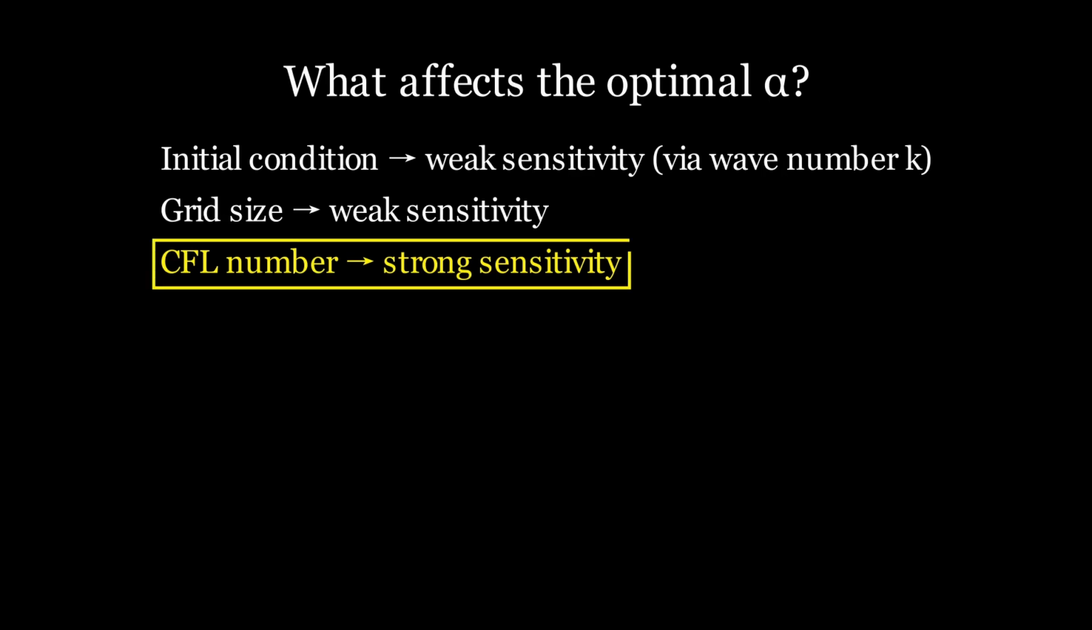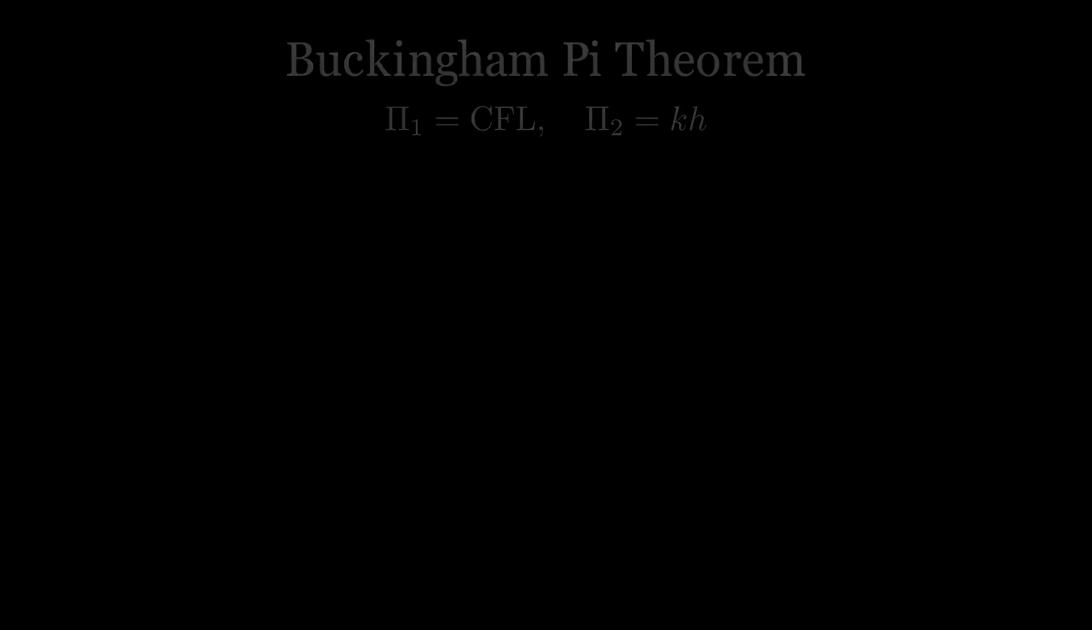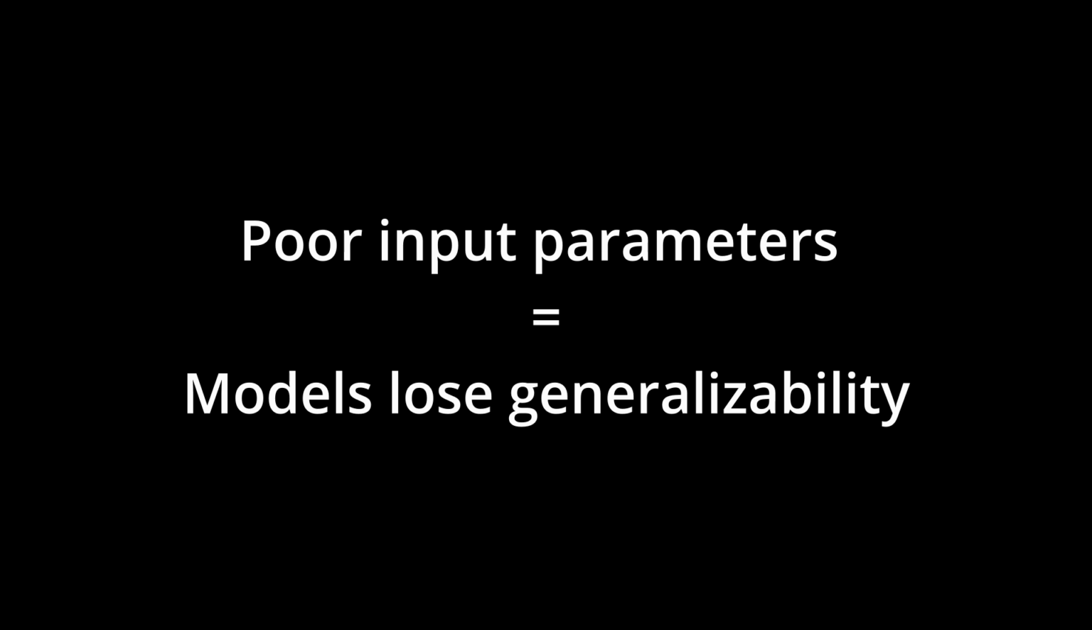This tells us that alpha is a strong function of the CFL number and only a weak function of the wave number of the solution and the grid size. Another way to identify such independent or invariant parameters is by using the Buckingham pi theorem. This gives us non-dimensional groups such as the CFL number and K times H. Finding the correct independent parameters is an art in mathematical modeling. If we choose the right parameters, we gain generalizability. If not, we lose it.